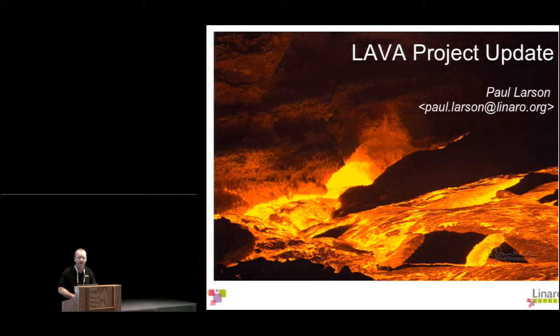So last year at ELC, I talked about this new project that we had just started at Linaro called Lava. And Lava is the Linaro Automated Validation Architecture. It's kind of the automated testing framework that we use for running all of our builds through automated testing and getting results out and storing those results and visualizing them and everything from top to bottom.